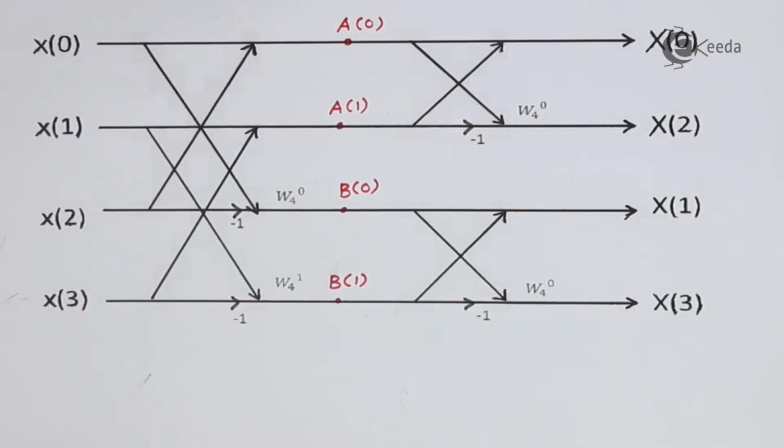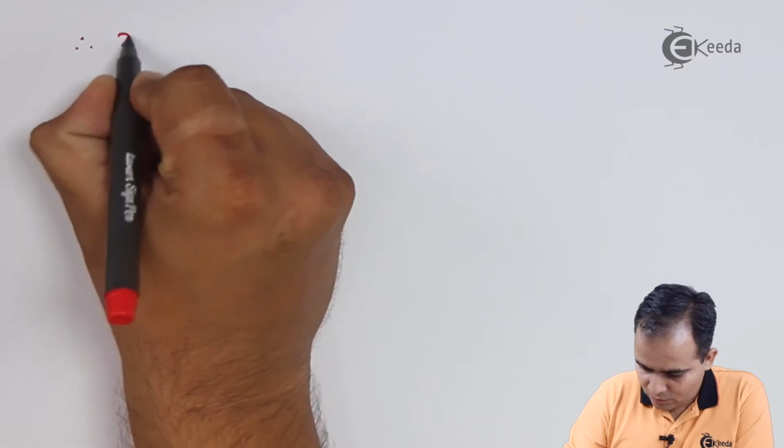In the question, x of n is given, that is cos of n pi by 2. But how many samples are we going to calculate? In the question, it is mentioned to calculate DFT for N equals 4, which means we are going to calculate only 4 samples. That means we are going to substitute n values from 0 to 3. So let's see what outcome you will get.